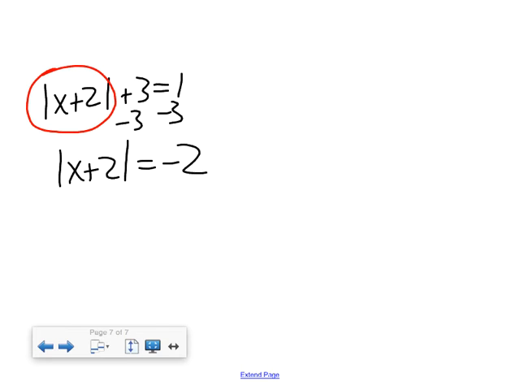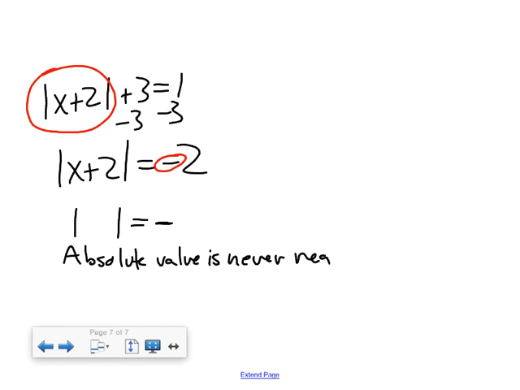Okay, now at this point, we should notice that absolute value is equal to something with a negative. Now, since absolute value is the distance from 0, like we said in the beginning, a distance can never be negative. So if you ever encounter absolute value, doesn't matter what's on the inside, is equal to anything negative, that's not possible. Okay? Absolute value is never negative. So for this problem, we say for a solution that there is no solution.